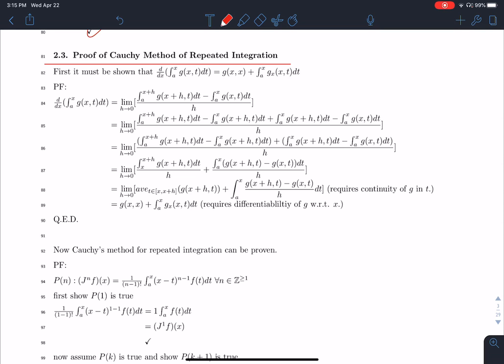Okay, the Cauchy method for repeated integration is really fundamental to fractional calculus, so I'm going to actually spend the time to prove it. But before I do that, I need to prove this property, which I will do here.